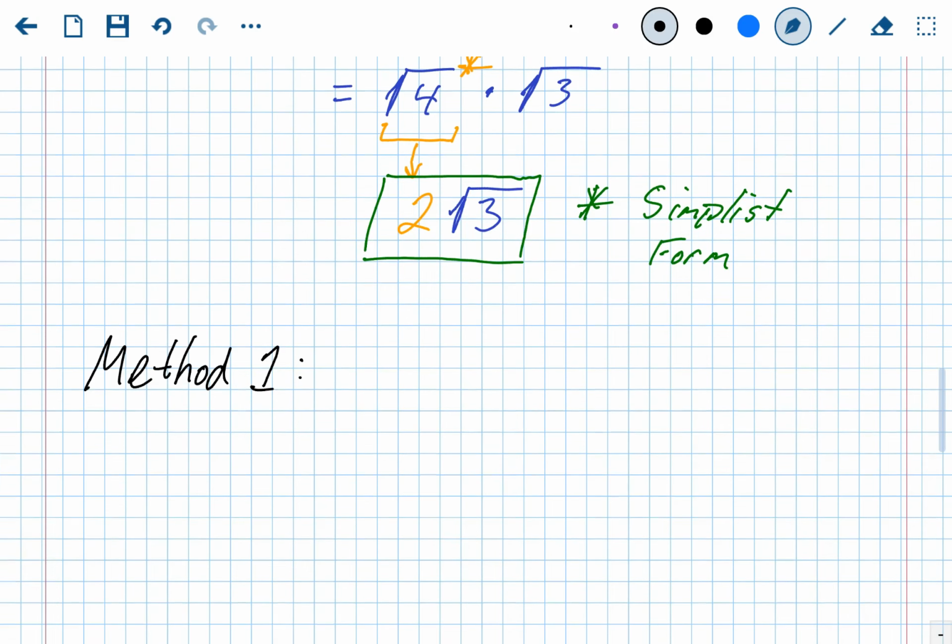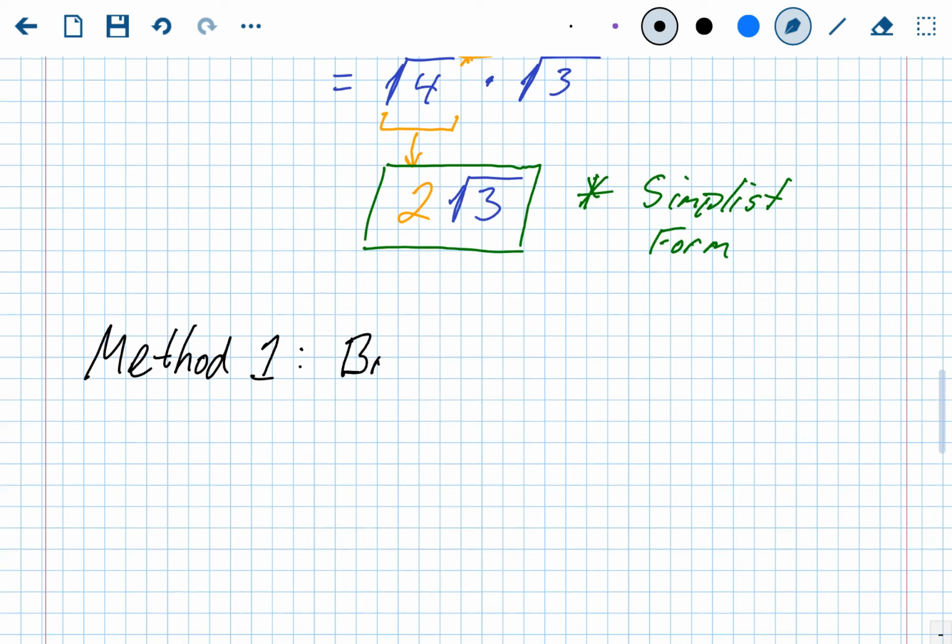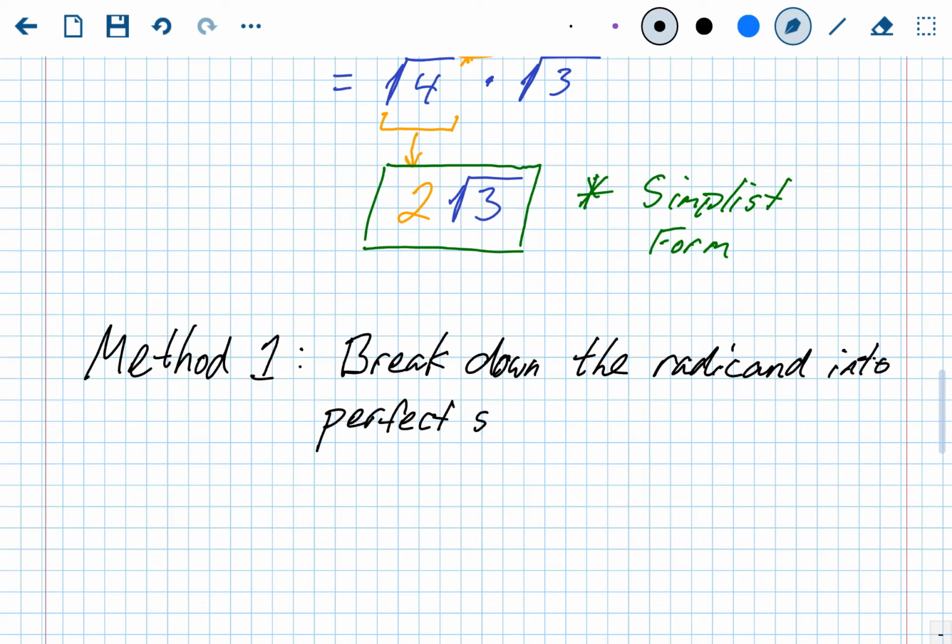Okay. And since we use the product property of radicals to have the square root of that perfect square, which is just going to be the number that multiplies into it, times whatever is left over. Okay. So in method 1, we're going to break down the radicand into perfect square factors to simplify it. So again, all that's really saying is we're trying to think of a perfect square that goes into that radicand. Okay, then we'll write it as two separate factors.